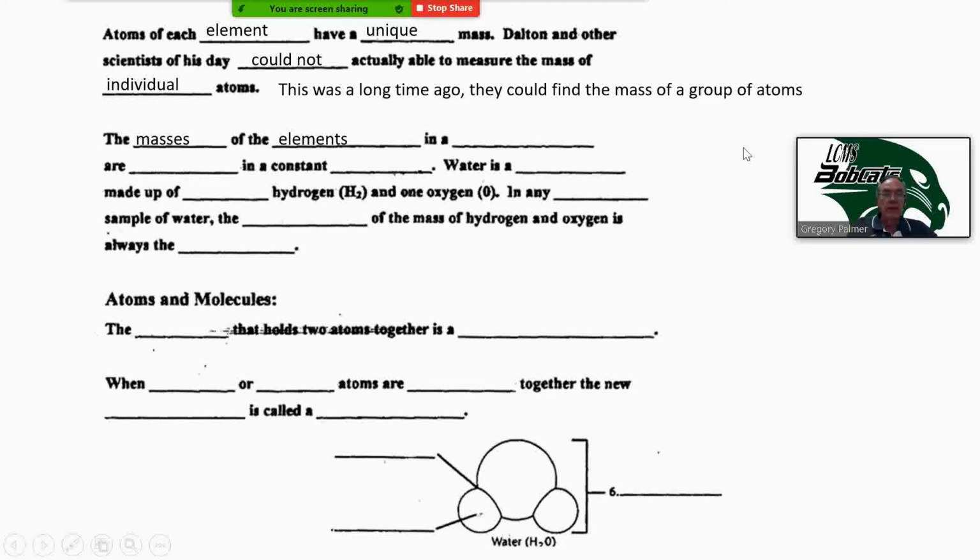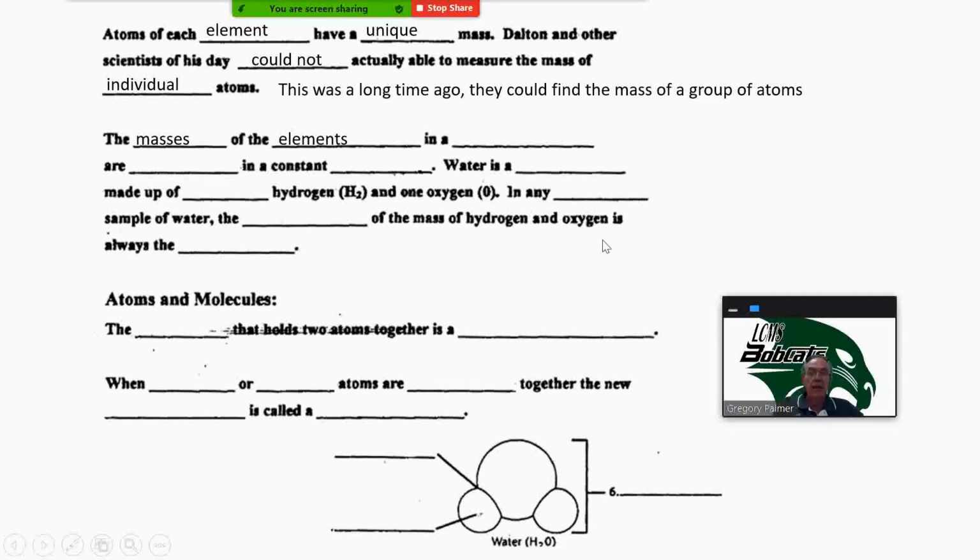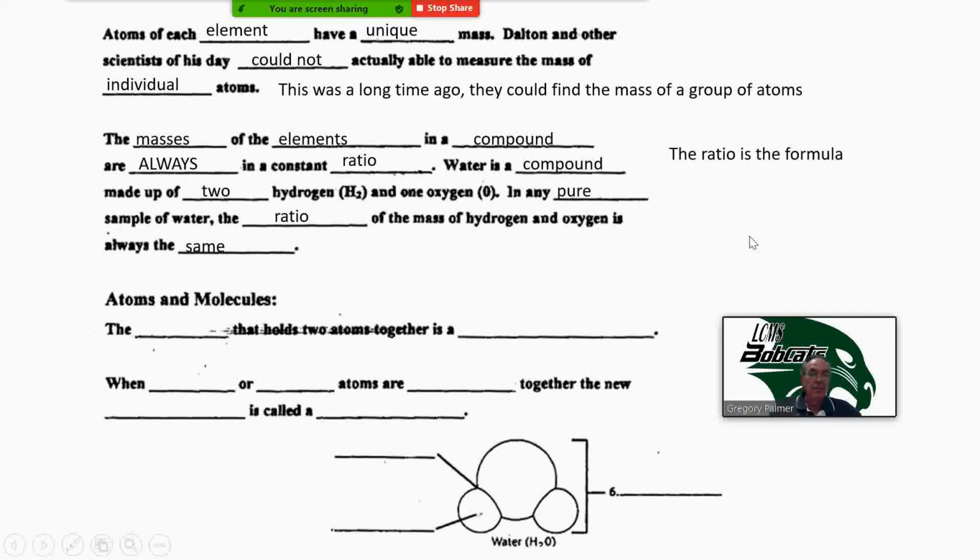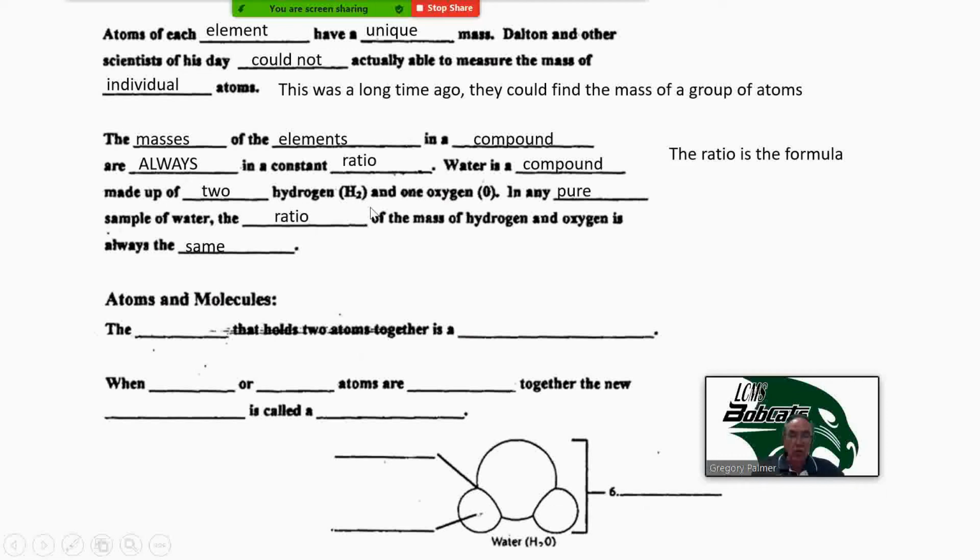So Dalton also believed the masses of the elements in a compound are always in a constant ratio. And as we said, the elements are always in a constant ratio. So for example, water is a compound made up of two hydrogens and one oxygen. In any pure sample of water, the ratio of the mass of hydrogen and oxygen is always exactly the same. The ratio 2 hydrogens to 1 oxygen is the formula.